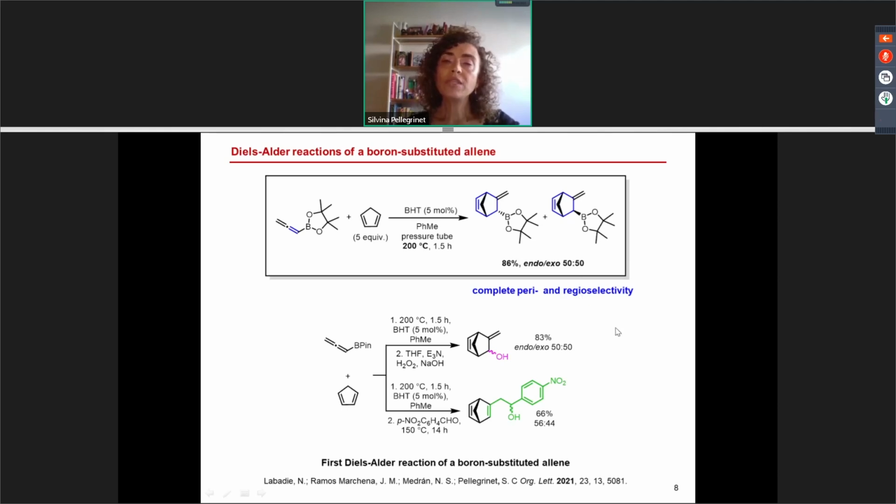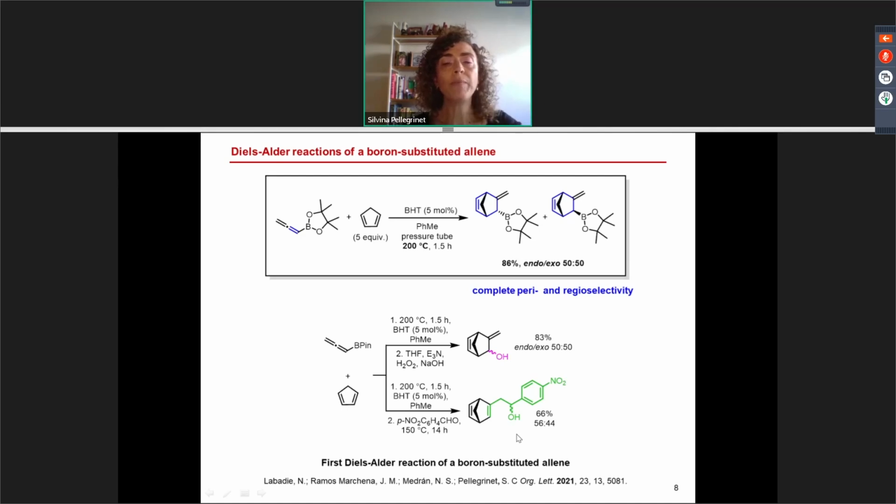We also proved the versatility of these products with different derivatization reactions, which could be performed in situ, like oxidation to give a mixture of diastereomeric allylic alcohols in very good yield. And we also coupled the Diels-Alder reaction with an allylation reaction with p-nitrobenzaldehyde to give a mixture of diastereomeric homoallylic alcohols.